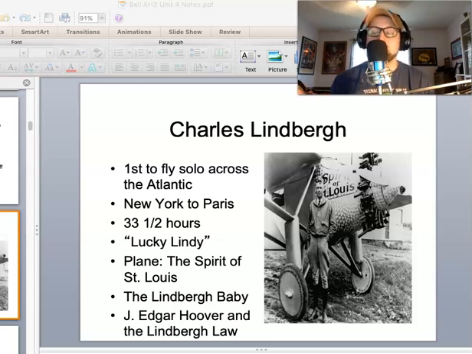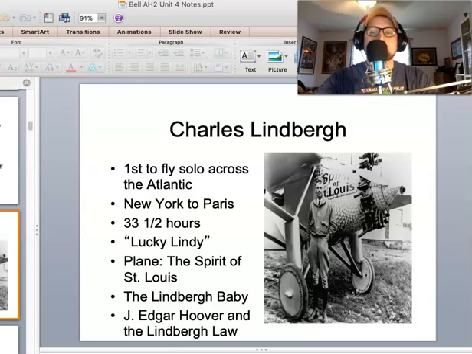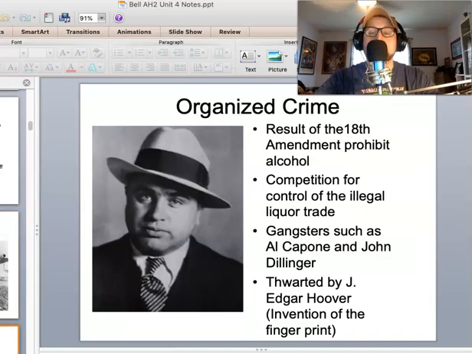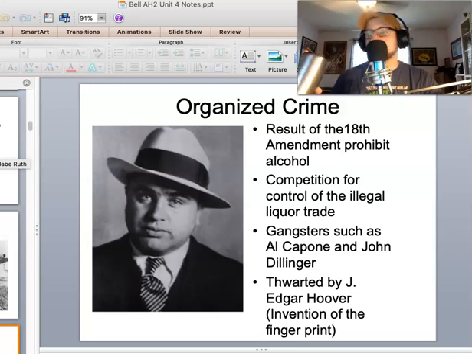He brings these people to justice, and it's just another feather in J. Edgar Hoover's cap, but of course it's a tragedy. Charles Lindbergh becomes a recluse after this, and most of what you hear from him later on is just negative stuff toward Jews heading into World War II. Other celebrities of this time period were actually criminals, gangsters.